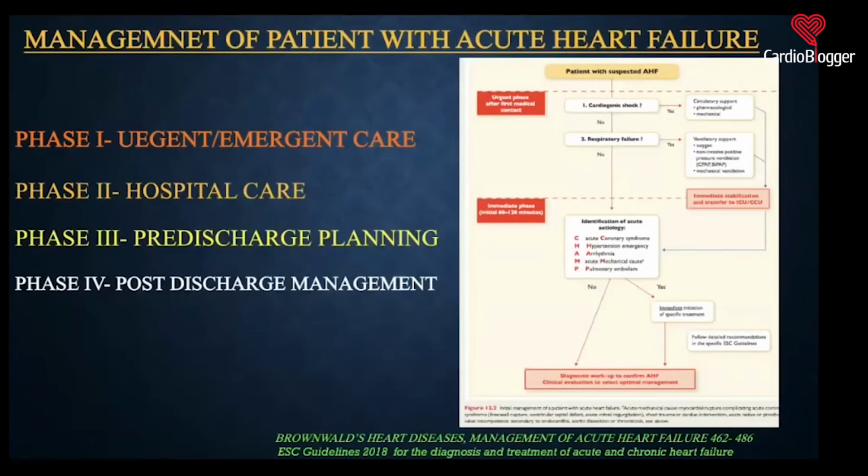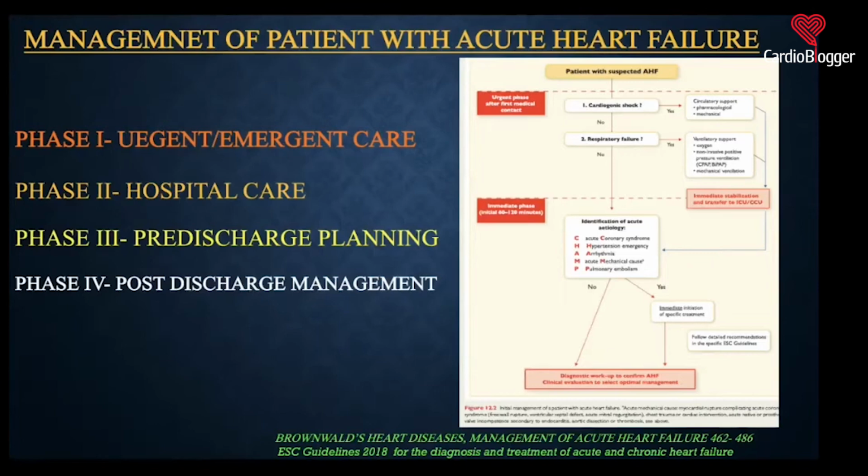There are 4 phases. The first phase being the urgent or the emergent care. In this first, when you have a suspected heart failure, you have to first see whether the patient is in cardiogenic shock or not. If the patient is in cardiogenic shock, you have to identify the cause of the cardiogenic shock, because that is the most important thing.